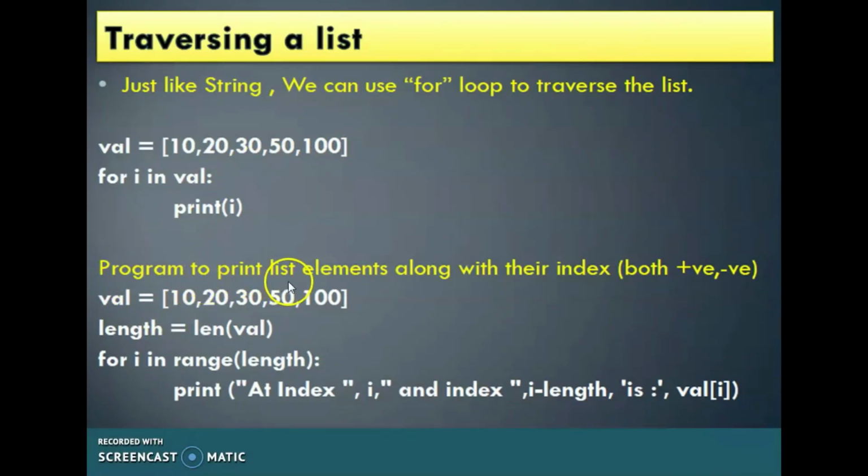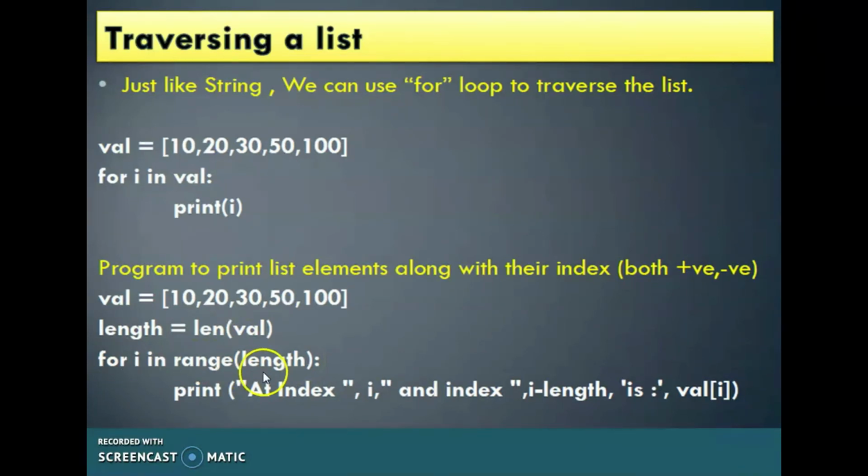Write a program to print list elements along with their index, both positive and negative, that is forward indexing and backward indexing. How can we execute this one? val is equal to 10, 20, 30, 50, 100. length is equal to len of val. We can use this len function to find out the number of elements in a list. Here val is a list. Then for i in range length, here only the end value is specified in this range function. So the starting value is 0, 0 to length minus 1.